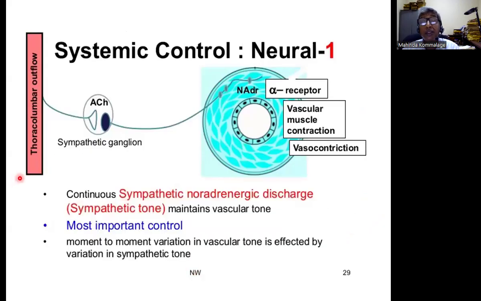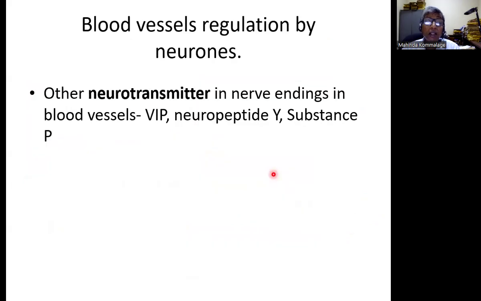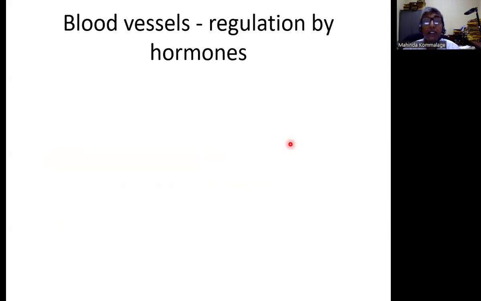You already learned about the sympathetic ganglia, acetylcholine, and then postganglionic neurons secrete noradrenaline, which acts on alpha receptors on blood vessels and does the vasoconstriction. Other than noradrenaline, we have some other neurotransmitters also. That means nerve endings will secrete other neurotransmitters like VIP, neuropeptide, and substance P, but they are not common. The common type is noradrenaline, also secreted from the nerve ending, right?